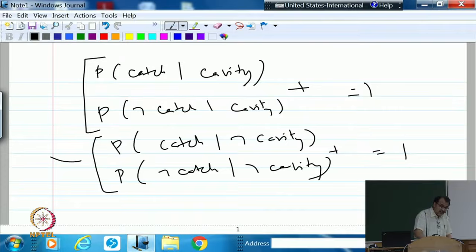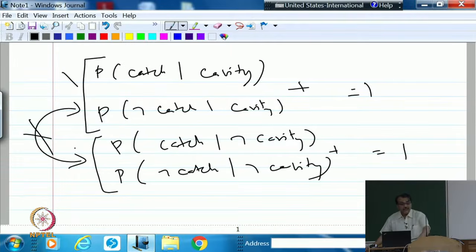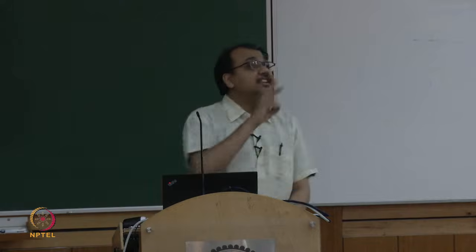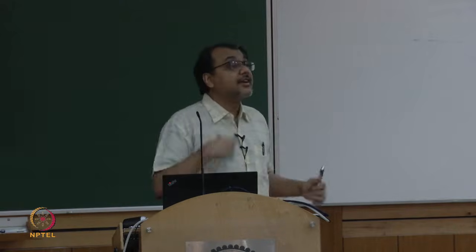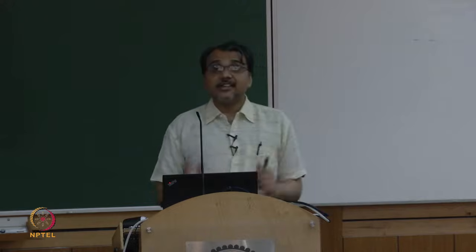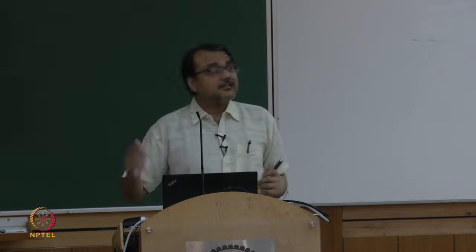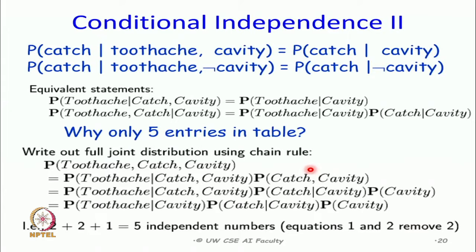Is there any relation between the first set and the second set? No direct relation. So, therefore, to represent this first set, I need how many parameters? 1. To represent the second set, I need how many parameters? 1. So, therefore, total I need how many parameters? 2. So, for probability of catch given cavity, I need 2 parameters. Now, this kind of reasoning has to become second nature to you after the next 3-4 classes. So, try to start thinking about it in these terms. And similarly, toothache given cavity requires 2 parameters.